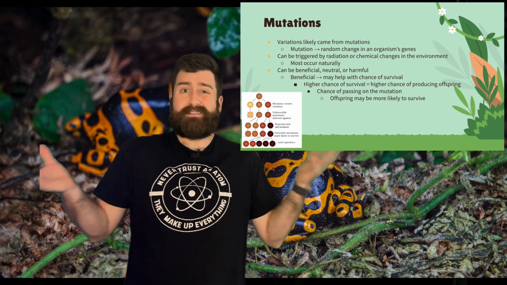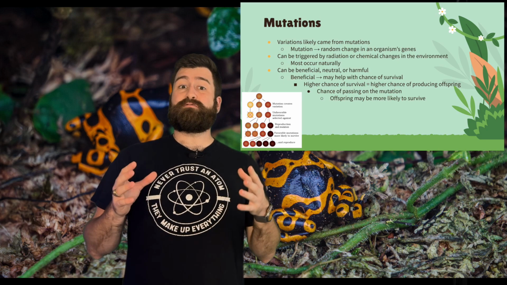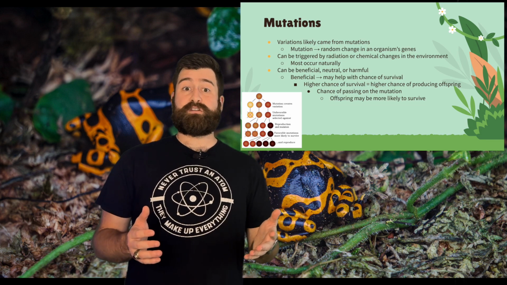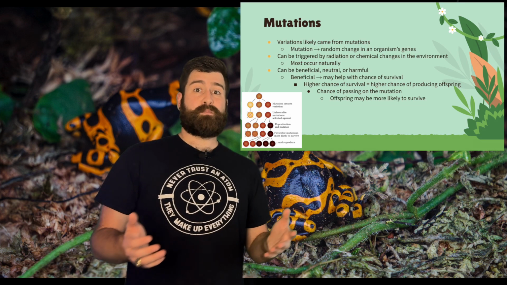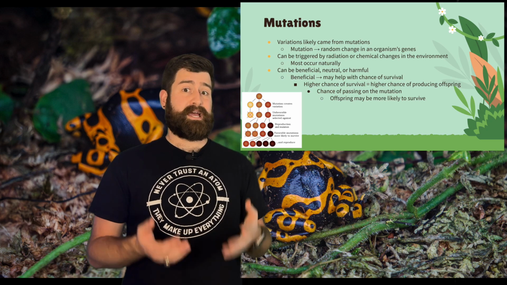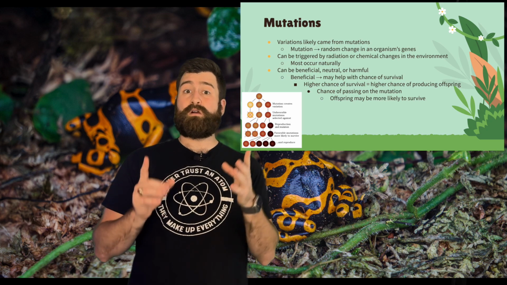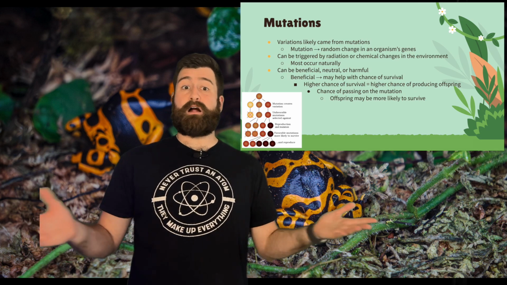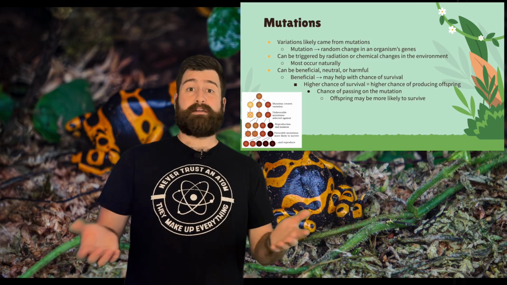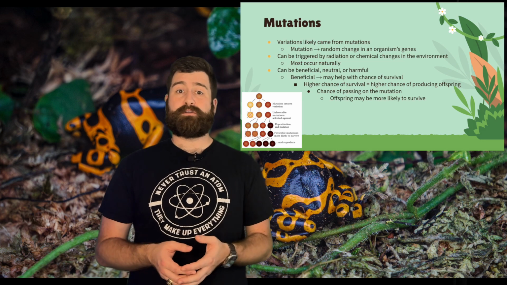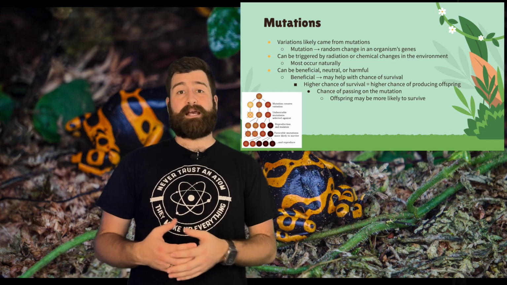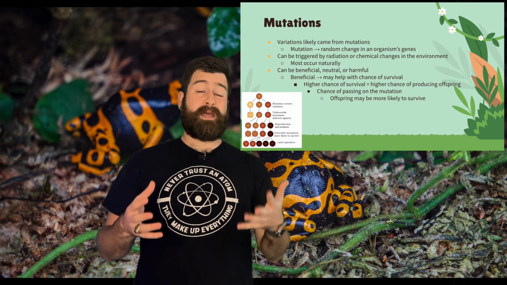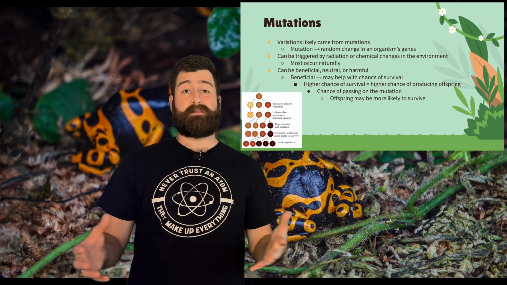So as a refresher, what is a mutation? It is just a random change in an organism's genes. And these can be triggered by radiation or chemical changes in the environment. Now, most mutations occur naturally and can be beneficial, neutral, or harmful for the organism, depending. Beneficial mutations may help with chance of survival. A higher chance of survival means a higher chance of producing offspring, which means a higher chance of passing on that beneficial mutation. Again, offspring may be more likely to survive when receiving a beneficial mutation.